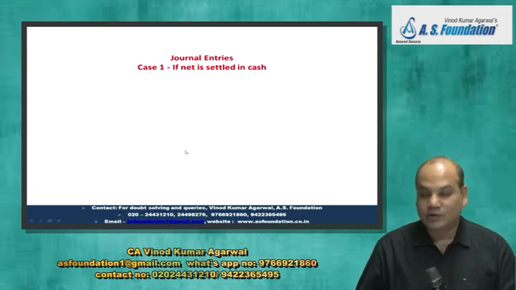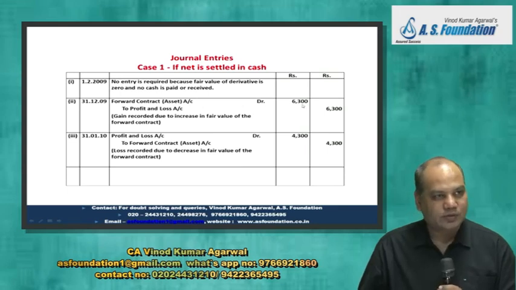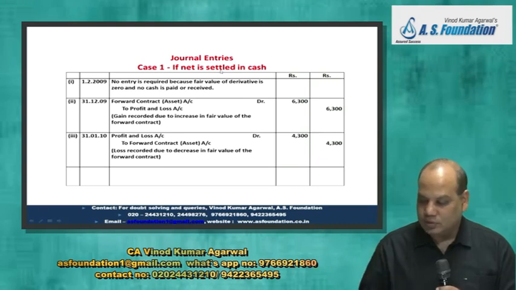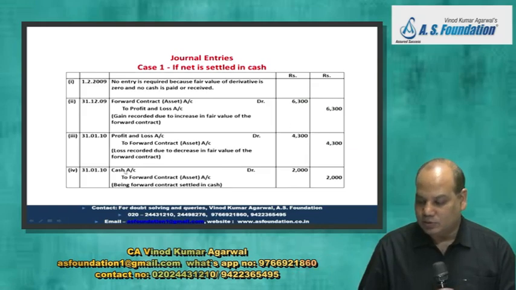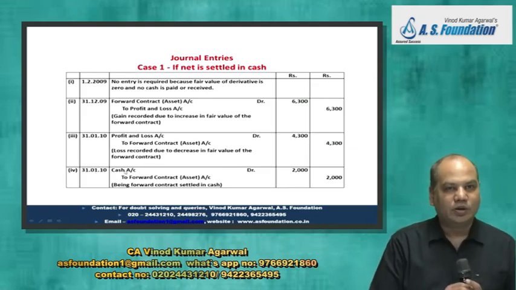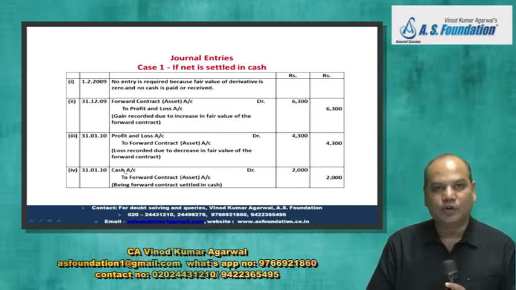One last entry, net is settled in cash. Now let us examine these three entries. What is the balance in forward contract account? 2,000 debit. That difference will be settled in cash. First, case 1. So you will receive 2,000 rupees and you will close this account. So next entry will be cash or bank account debit 2,000 to forward contract asset account 2,000, being forward contract settled in cash.